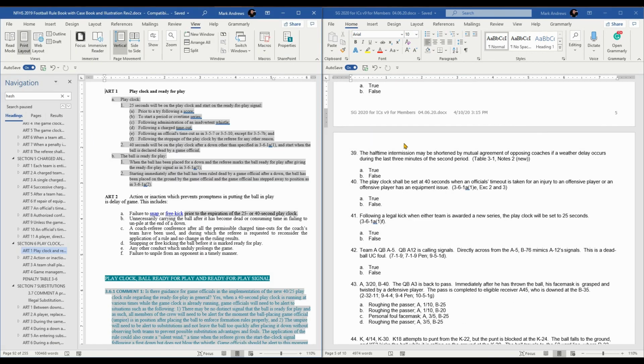Question number 40. The play clock shall be set at 40 seconds when an official's timeout is taken for an injury to an offensive player or an offensive player has an equipment issue. And the rule reference is 361A. Here we go. So, play clock, 25 seconds will be on the play clock and start on the ready for play following an official's timeout as in 357, 3510, except for 357B. So, the bottom line is that this question's false. It's 25 seconds. All right, let's move on.